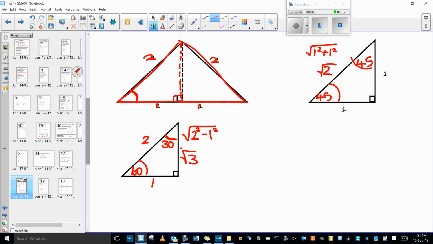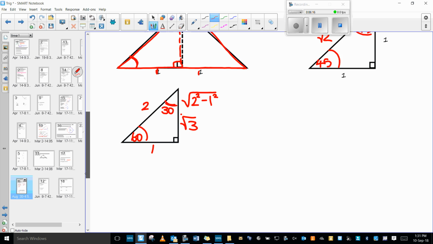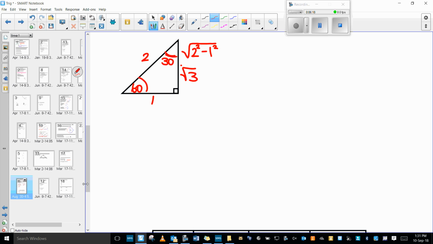So this was an equilateral triangle. We were able to establish there's two angles, one of 60, one of 30. This one is, they're both 45. Now, this is where your SOHCAHTOA comes into play to help. I'm going to redraw this triangle, and I'm just going to show the 60-degree angle to start with.